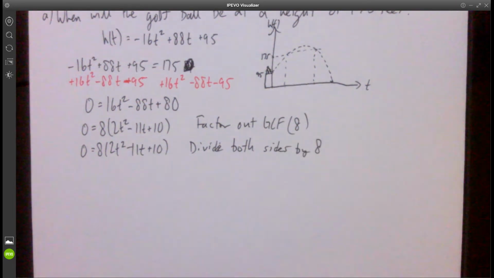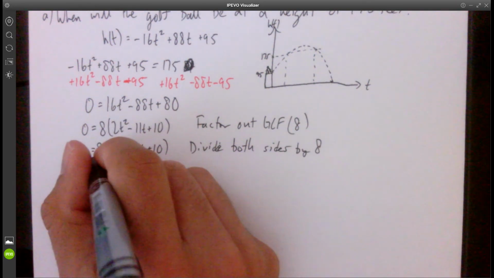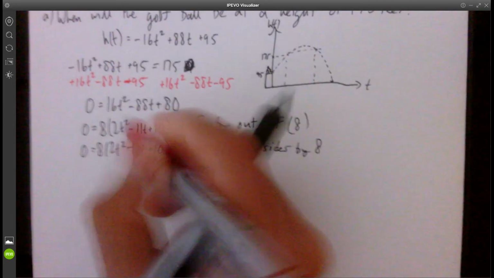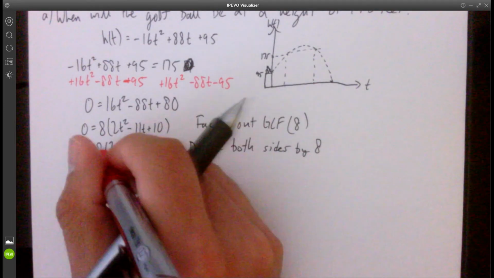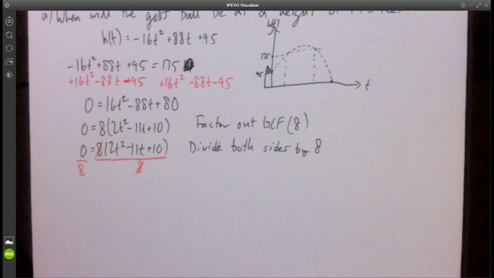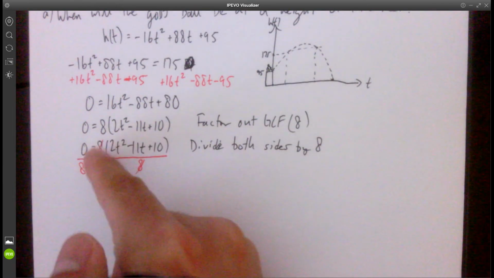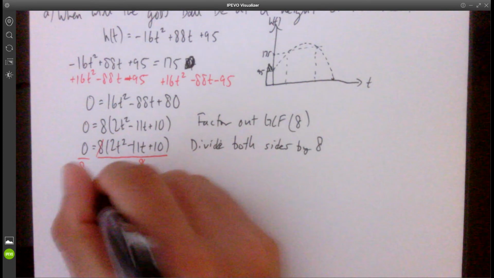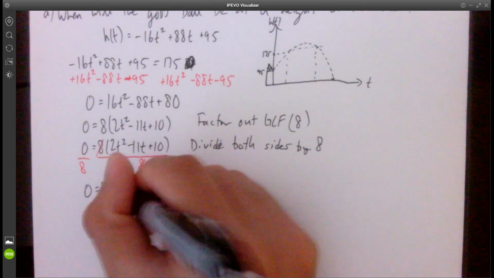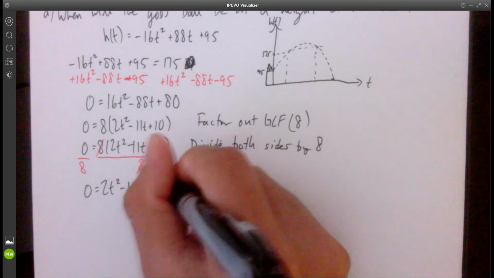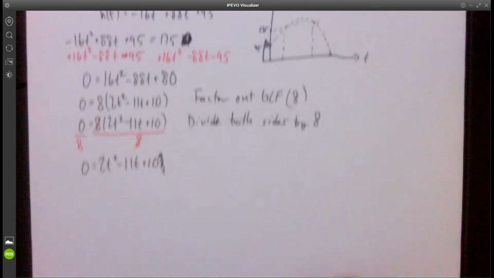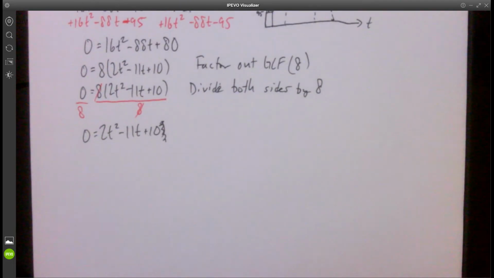Let's do that. I'm going to divide both sides by 8. I divide this here by 8, and that by 8. These cancel, they're equal to 1, and 0 divided by 8 is just 0. So 0 is equal to 2t squared minus 11t plus 10. Now that I have that, I can't necessarily factor it. I don't have any more GCFs I can factor.